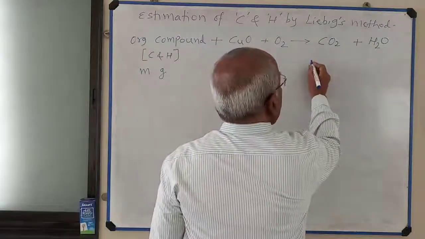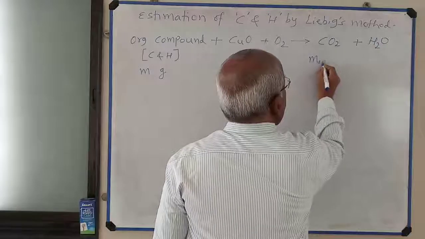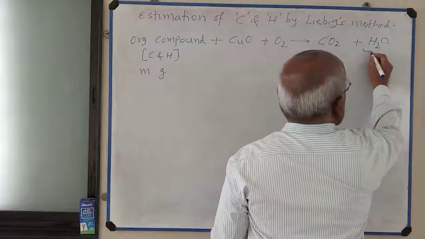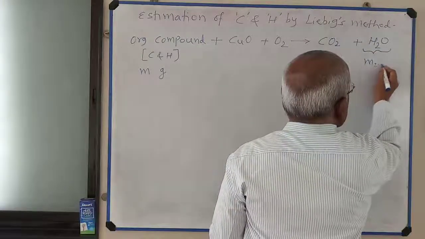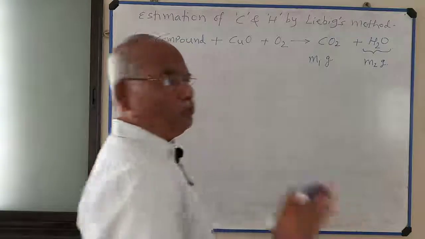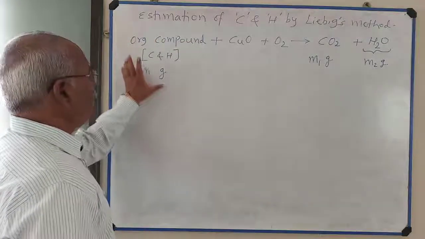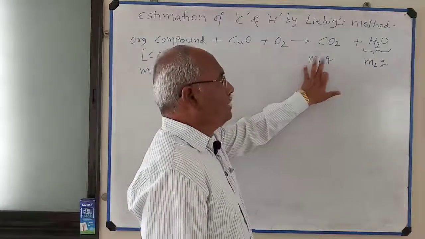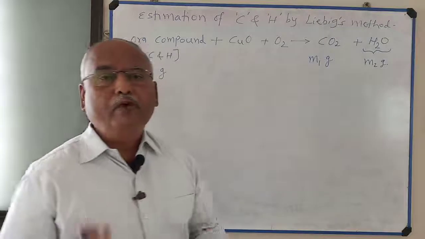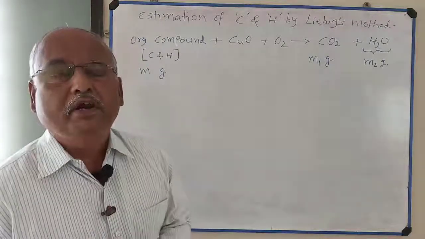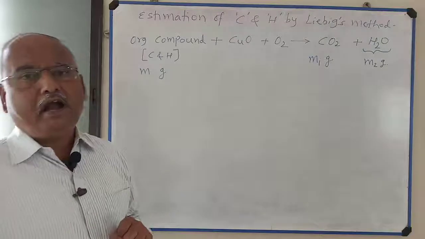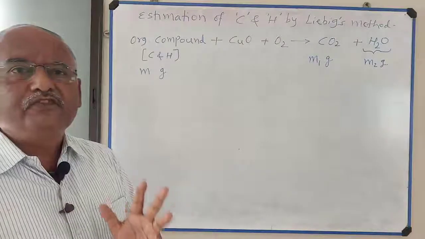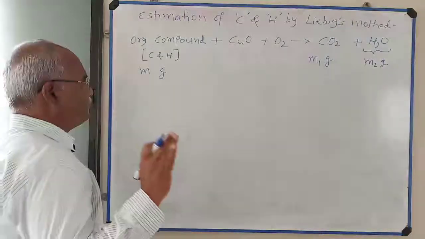Suppose the mass of carbon dioxide is m1 gram and the mass of water is m2 gram. So if we know the mass of the organic compound, the mass of CO2 and the mass of H2O, we can calculate the percentage of carbon and hydrogen. Very simple mathematics is there. I explain the point.